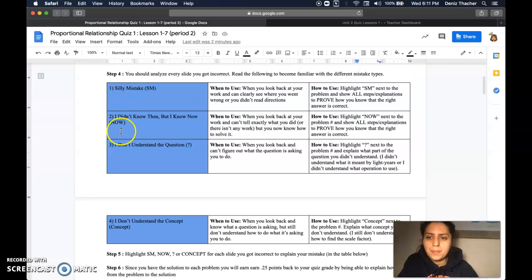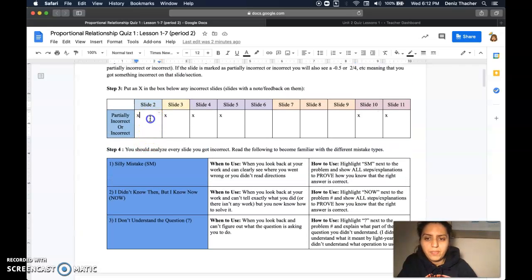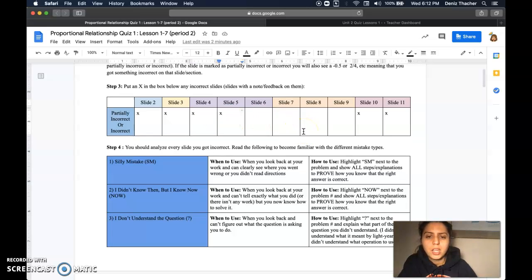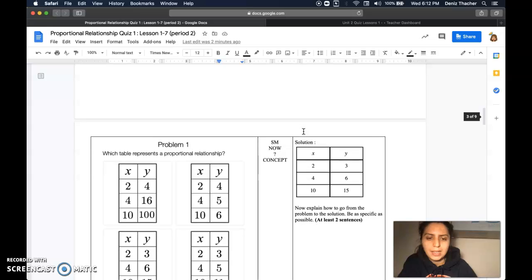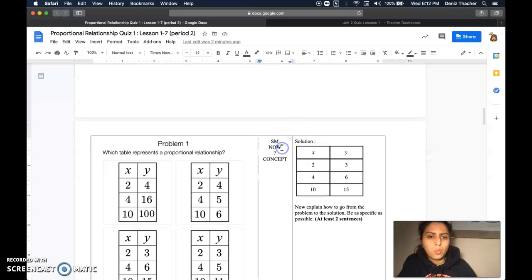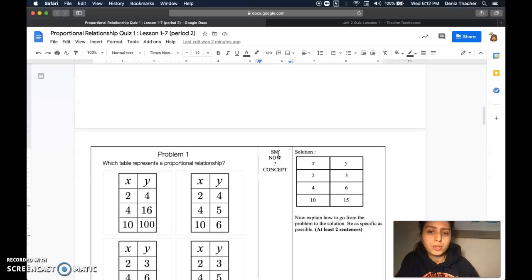So these 4 types of mistakes, and you being familiar with all 4 of these, is important, because when you get to fixing each one of these slides that are incorrect or partially incorrect, you will need to highlight one of these options, or if you think it's multiple, then you can highlight multiple.